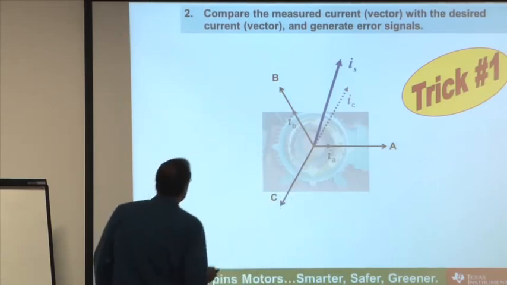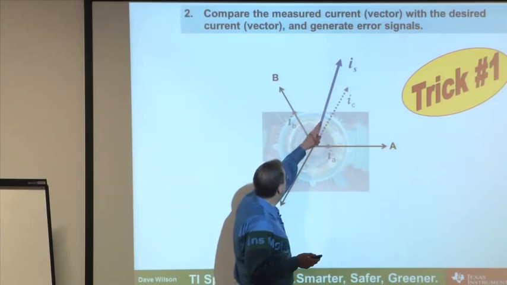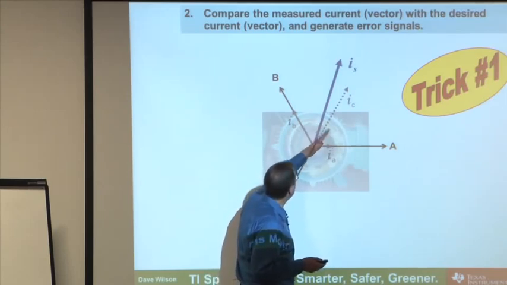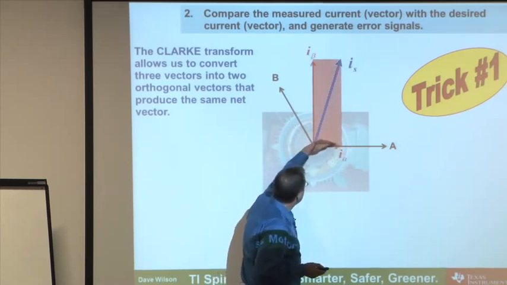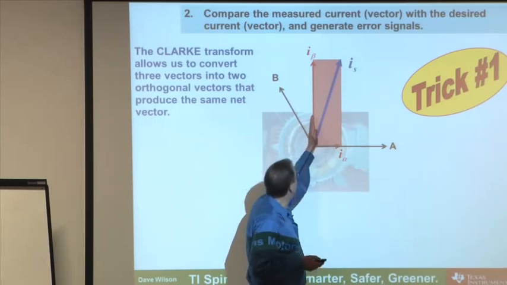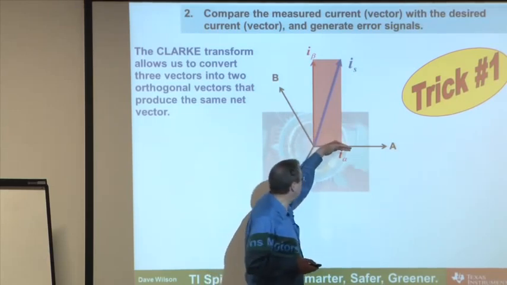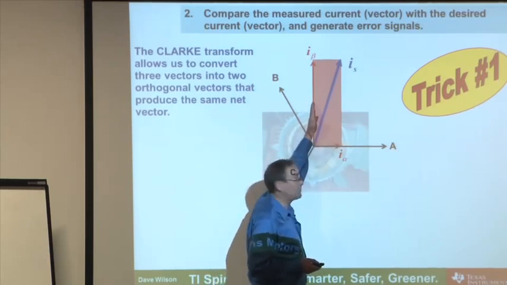So instead of representing this current vector as the sum of this vector and this vector, I could transform it into an alternate reference frame where I say it's just the sum of this vector and a quadrature vector. And this is called the alpha frame, and this is called the beta frame.